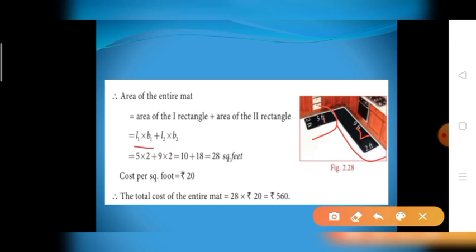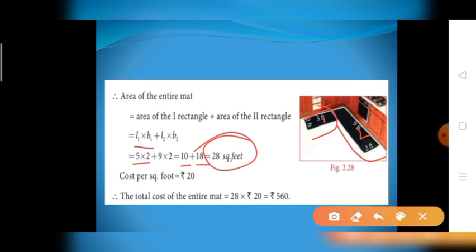First rectangle length 5, breadth 2, plus second rectangle length 9, breadth 2. 5 into 2 plus 9 into 2. 5 2s are 10, 9 2s are 18. 10 plus 18 is equal to 28 square feet.